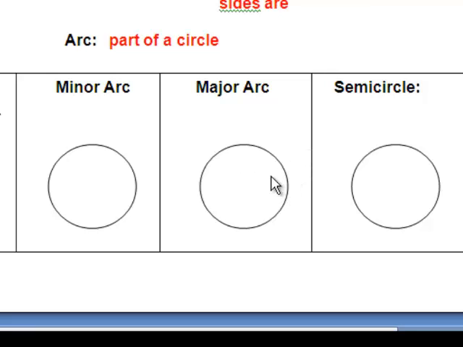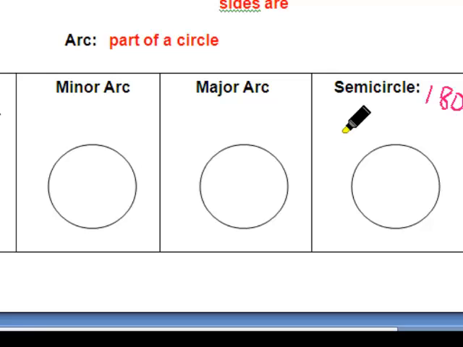Okay, so there's three types of arcs, and I'm going to start with the easiest one, the one that we're most comfortable with. You probably already knew before I ever started, and that's the semicircle. And the semicircle will always equal 180 degrees.